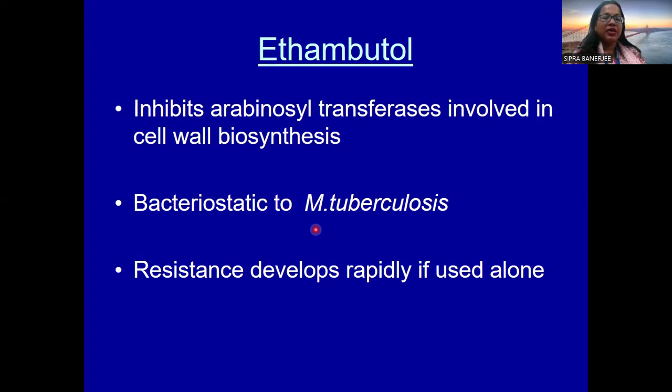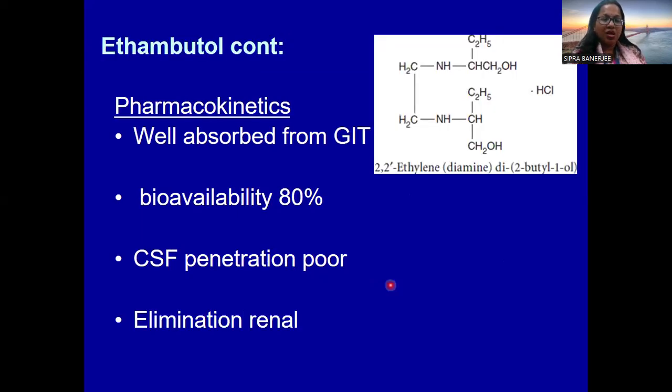Resistance developed rapidly if used alone, because this drug cannot be given singly. As a result, it will be resistant. Other drugs like rifampicin and isoniazid should be given with ethambutol. This is the structure of ethambutol.